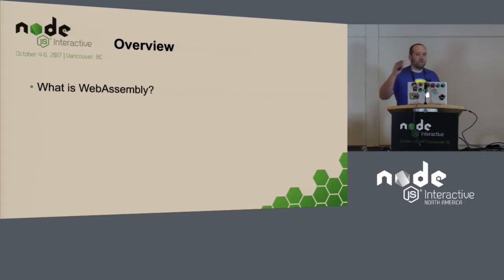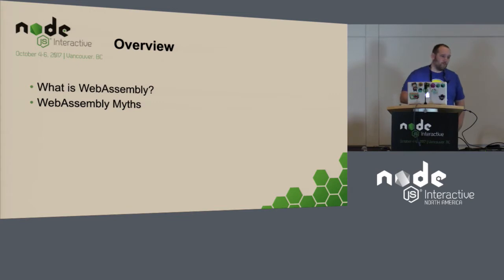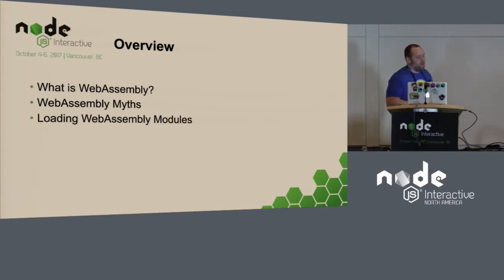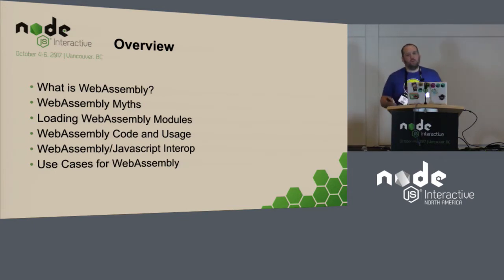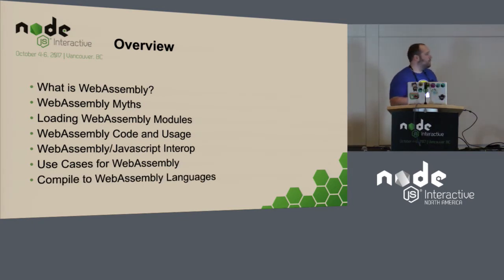So I just want to run through what we're going to cover in the session. So first we're going to talk about what is WebAssembly. Talk about some myths, things you might hear about WebAssembly that aren't really the actual truth. We'll talk about loading WebAssembly modules, so how you actually get it running in Node.js or your browser. We'll look at some actual WebAssembly code and how to use it. Look at JavaScript interop. So how do you talk to WebAssembly? How does WebAssembly talk to JavaScript? Some high-level use cases for WebAssembly, like when would you actually want to use this thing? And we'll look at some languages that compile to WebAssembly. So how do you actually get these WebAssembly files?